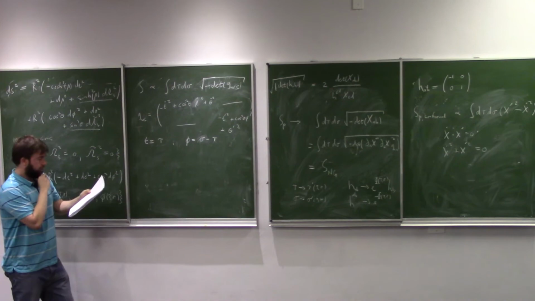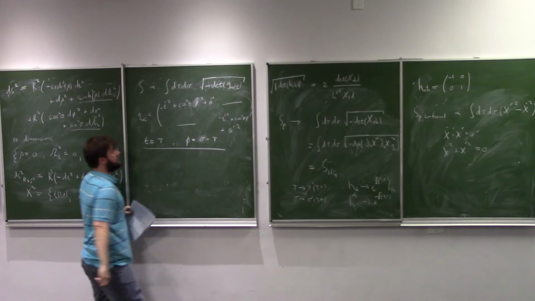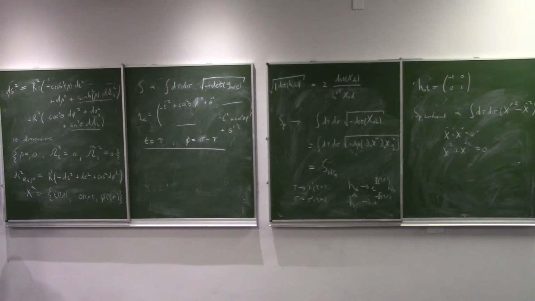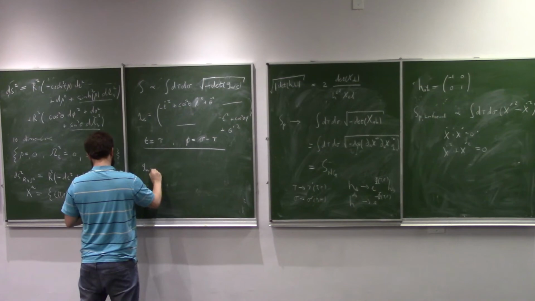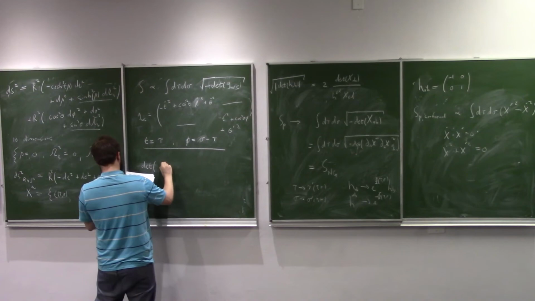Here I'm using the reparameterization invariance that I have. I can choose two of these coordinates and give them a certain function of tau and sigma. You don't have to make this choice. In the tutorial, you will make a different choice and show that you get a different induced metric out. But this is a choice that works out quite simply, so we're just going to stick with this. Now it turns out that the induced metric takes a really simple form. Actually, I'm not going to write the metric, I'm just going to write the determinant. For those of you interested, you can do this as an exercise.